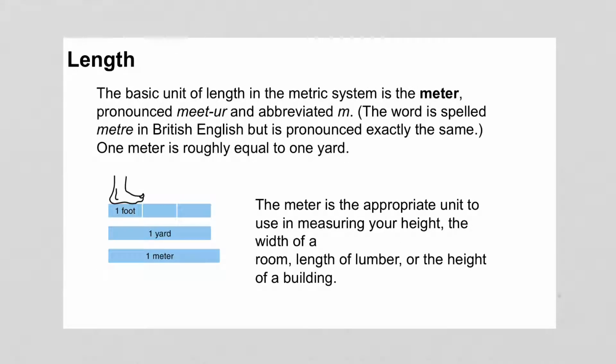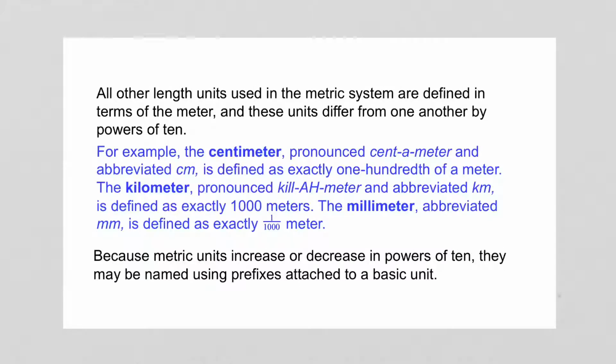The basic unit of length in the metric system is the meter. And we abbreviate that with an M. All other units used in the metric system are defined in terms of the meter. So like the centimeter is 1/100th of a meter. The kilometer is 1,000 meters, while the millimeter is exactly 1/1000th of a meter.